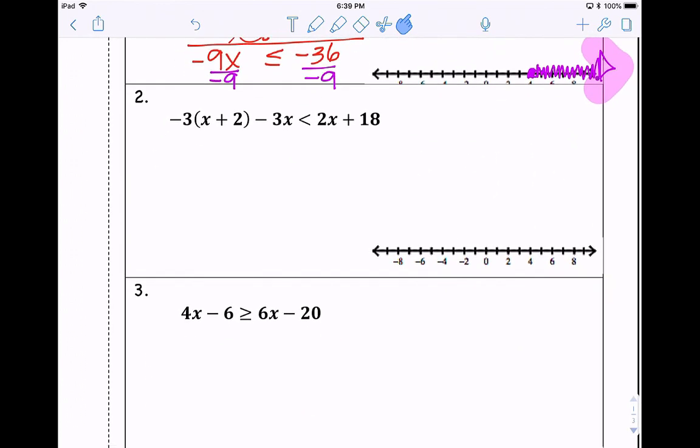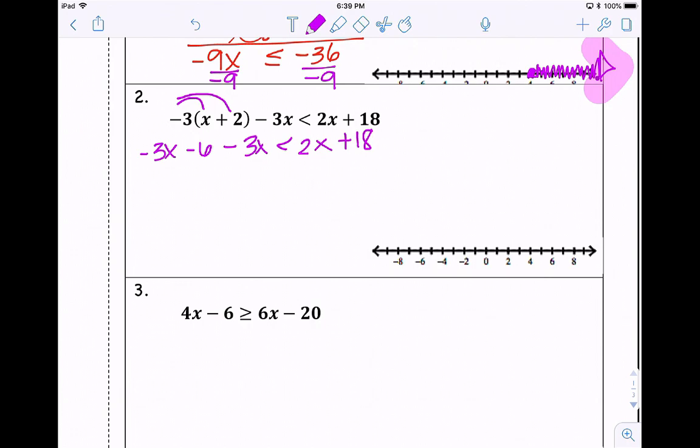So start with the same first step. We're going to distribute the -3. So we're going to do -3 times x is -3x. -3 times +2 is going to be -6. We stop distributing, so we just bring down our -3x is less than 2x plus 18.